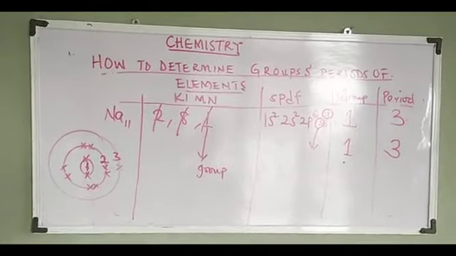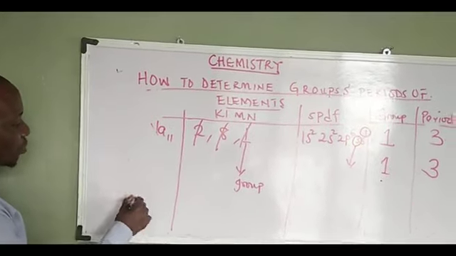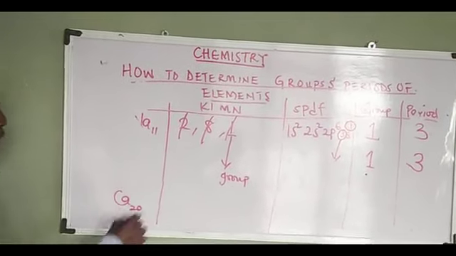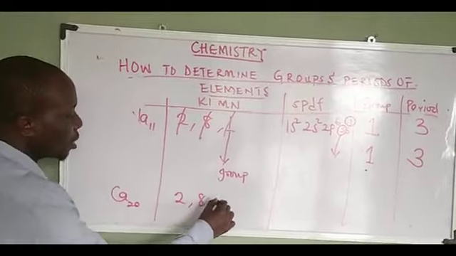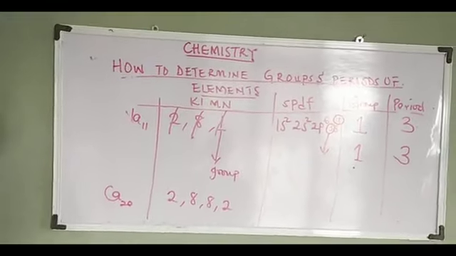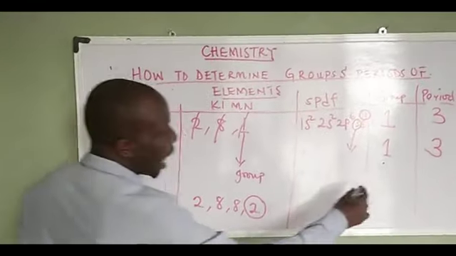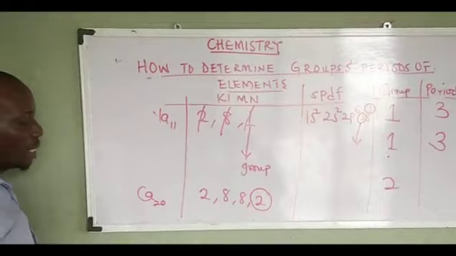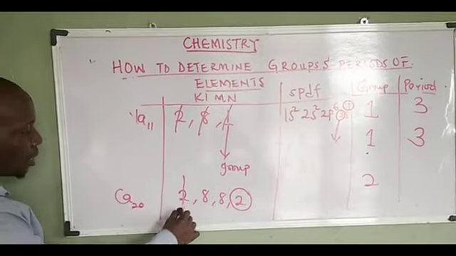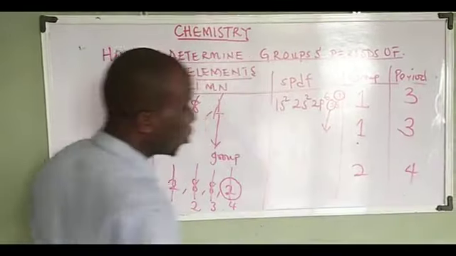Now, let's try the last example. Calcium. Calcium has an atomic number of 20, right? That will be 2, 8, 8, 2. The group will be what? The outermost shell electron, which is 2, right? Yes. Meaning that calcium is in group 2. The period is what? How many electronic shells do we have all together? 1, 2, 3, 4. Period 4.